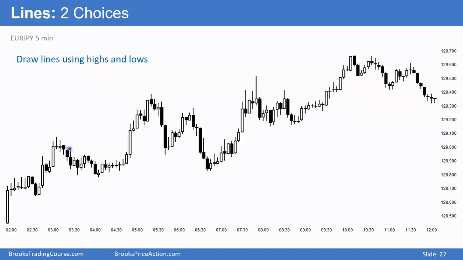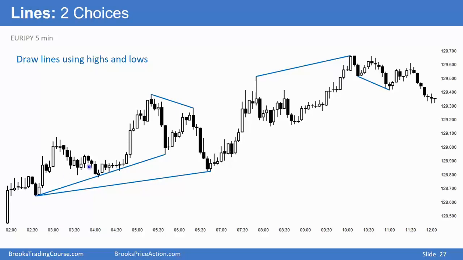Traders like to use major highs and major lows for lines. This is a fairly major high. It's a higher low here, but it's still a strong bull breakout and a pullback lasting a lot of bars. The same with here. And you can see lots of major highs and lots of major lows, reversal up in a bull trend.